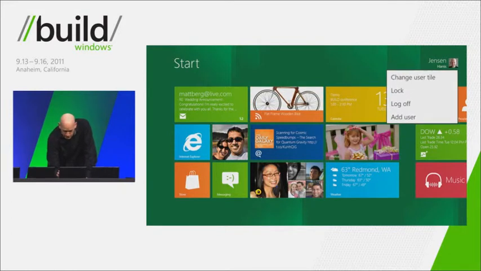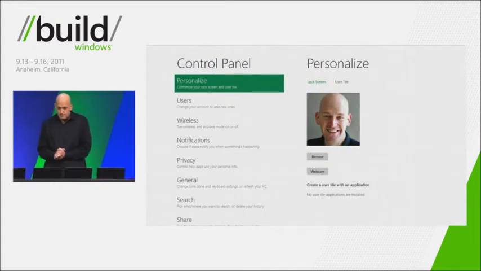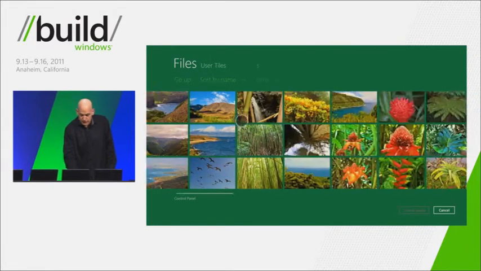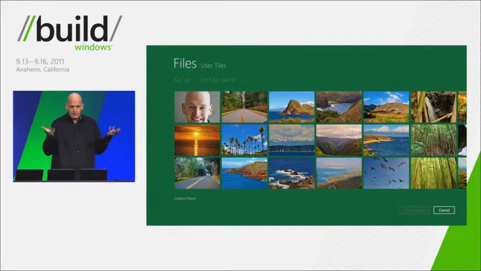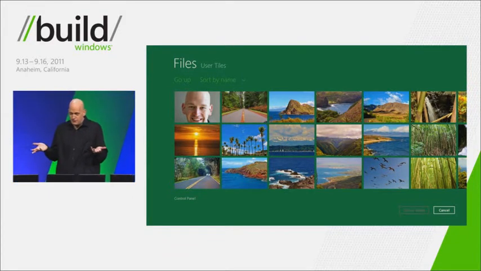So I'm going to do this change user tile. You saw us change user tile using a webcam before. But now I want to show you what happens if I just choose browse. By default, it brings back the files that are in my file system. It's actually a huge advantage. Where are my pictures? Some of them are on web services, an awful lot of them are just on my hard drive. So this is a really big thing.